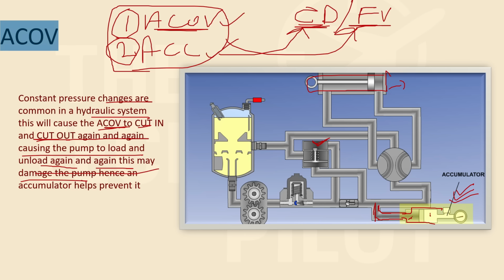In a constant pressure pump, the pressure is already constant. The pressure need not be maintained. So you don't need an ACOV or accumulator. Accumulator can be installed, but you don't need it as much as you need it in a constant delivery pump.